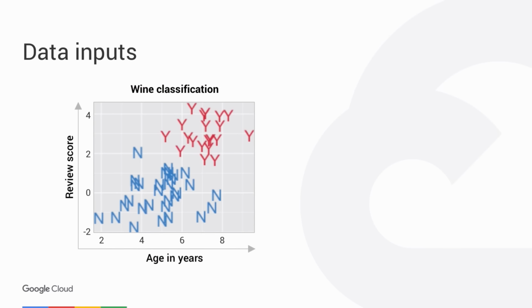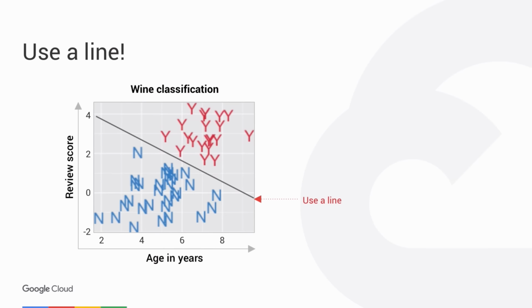Our inputs, we'll call them features to be a bit more formal, are on the X and Y axes respectively, and the correct answers are plotted as red Y's for yummy and blue N's for not so yummy. Machine learning will use patterns in the data to try to make a recipe that successfully separates the good ones from the bad ones.